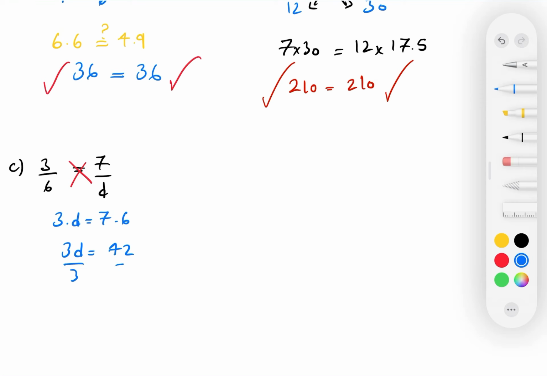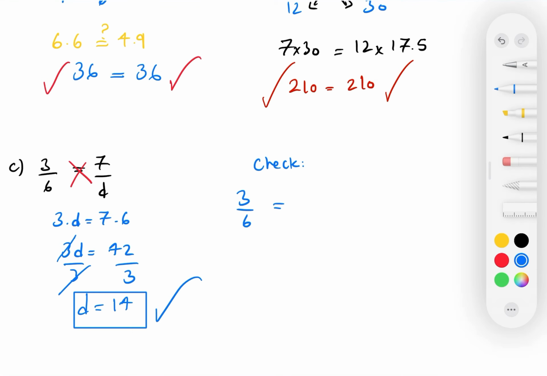So you just divide this side by 3, which means that you should do the same thing to the other. They cancel out, and D is equal to 42 divided by 3, which is 14. There you go. Which is indeed the correct answer. And you can even go ahead and check it again. So you can put it back. You got 3 over 6 is equal to 7 divided by 14.